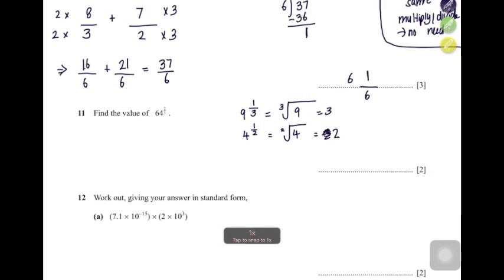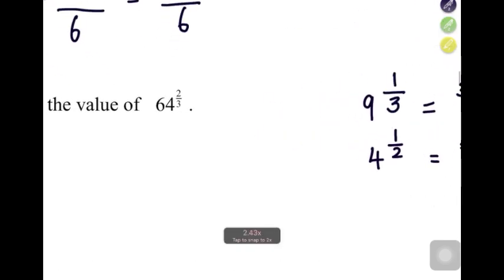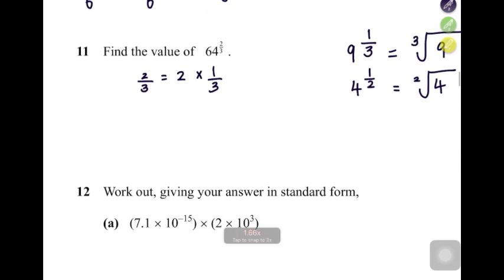So here what we can do is we can separate 2 by 3. 2 by 3 is same as 2 times 1 by 3. Okay, so 64 power 2 times 1 by 3. So 64 squared, power cube root 3.